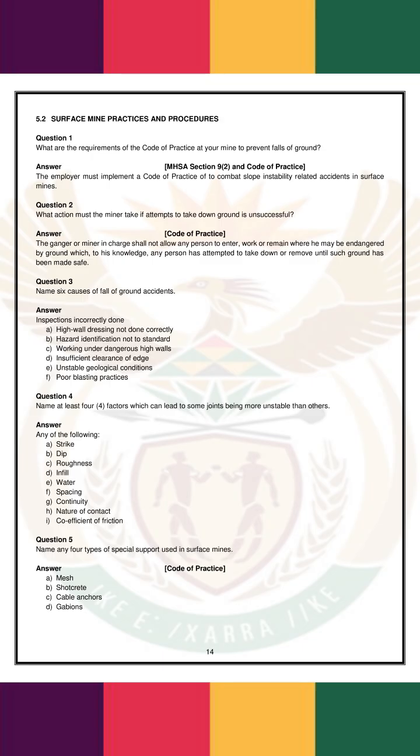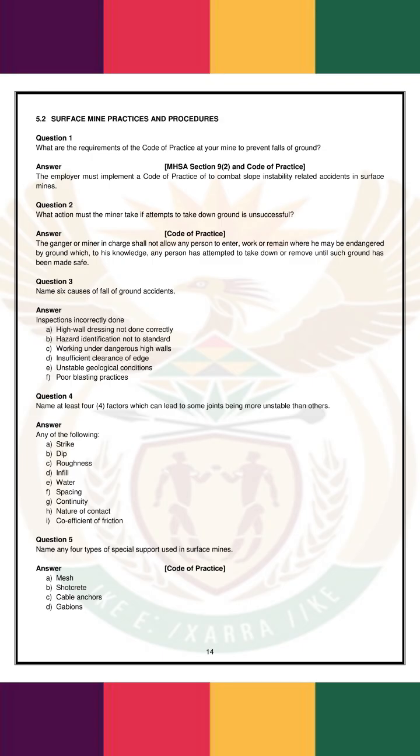Question 1. What are the requirements of the Code of Practice at your mine to prevent falls of ground? The employer must implement a code of practice to combat slope instability related accidents in surface mines. Question 2. What action must the miner take if attempts to take down ground is unsuccessful?